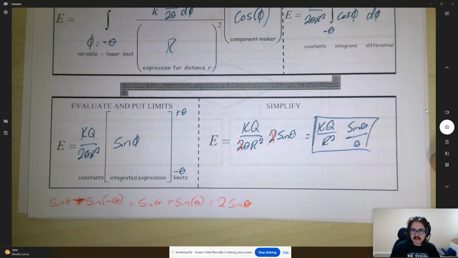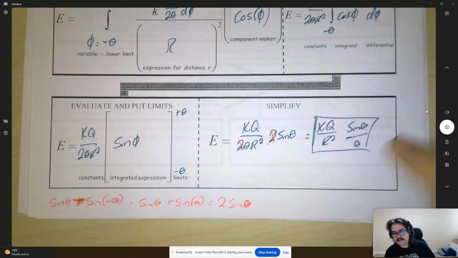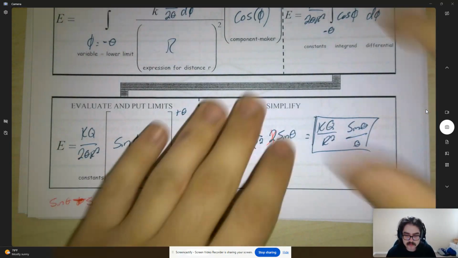That's all you have to do to solve that integral, right? So there we go. We integrated it. We solved it. We did good. Okay.